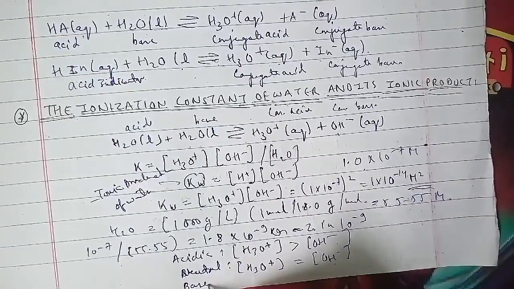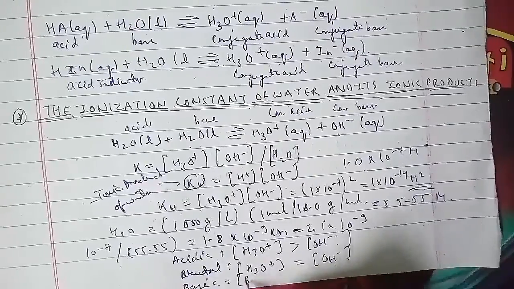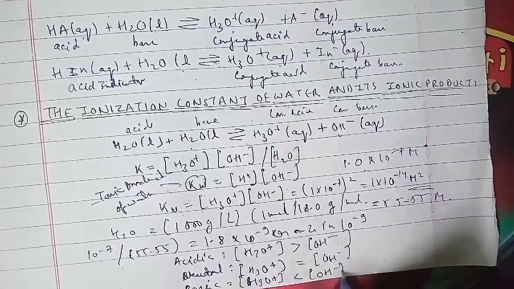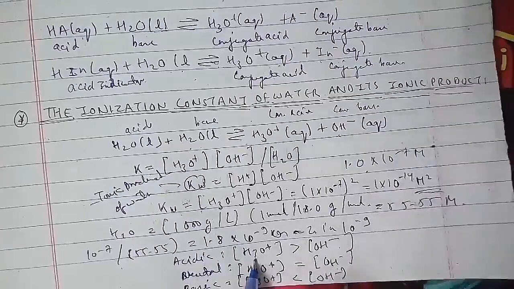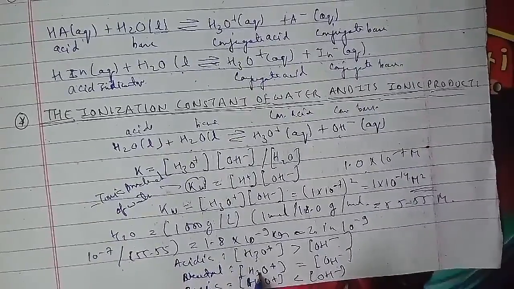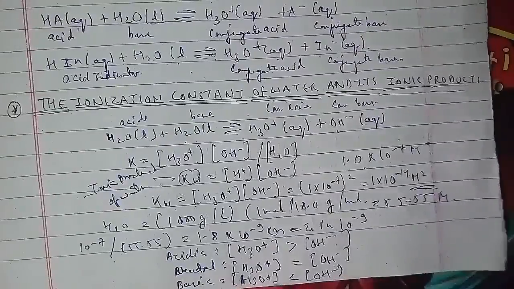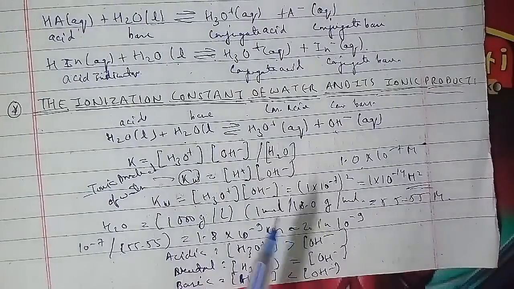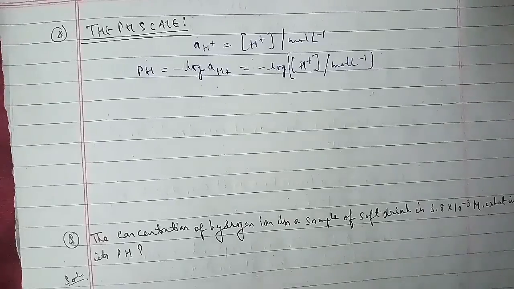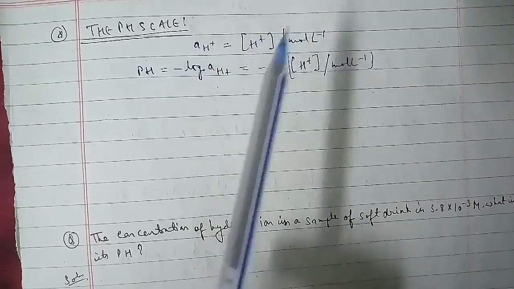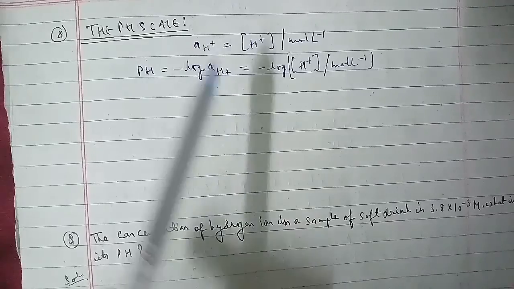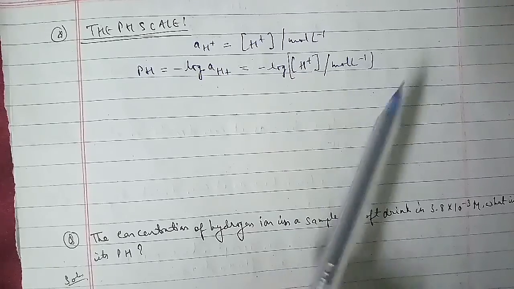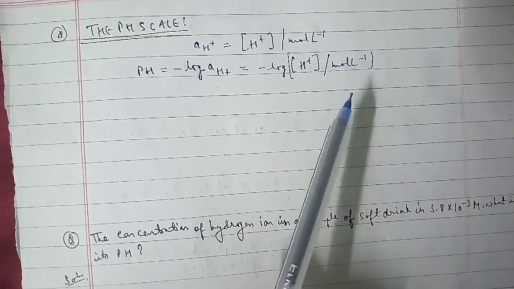Now we'll discuss another topic, that is the pH scale. First we have to know about the pH scale, then we will discuss related topics. The hydronium ion concentration in molarity is more conveniently expressed on a logarithmic scale, known as the pH scale. The pH of a solution is defined as the negative logarithm to the base 10 of the activity, denoted by aH, of the hydrogen ion. In a dilute solution, less than 0.01 mole, the activity of H plus is equal to the magnitude of the molarity represented by H plus.